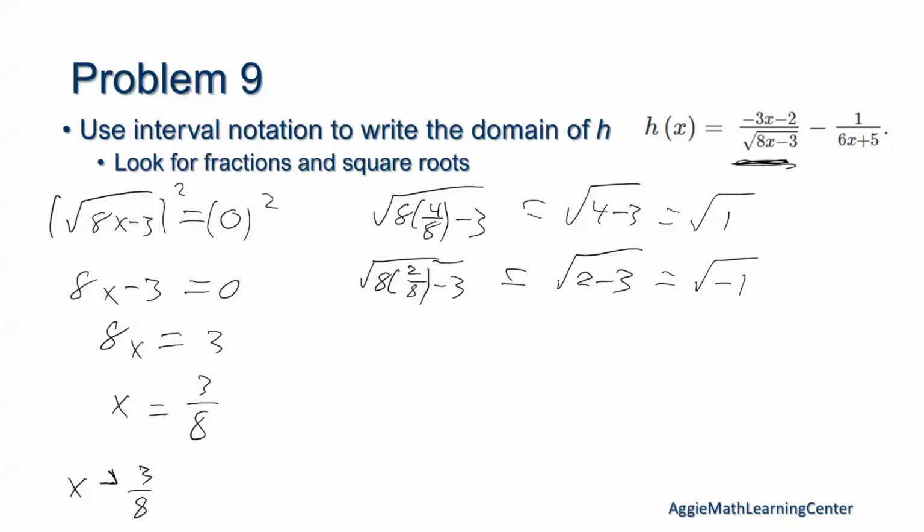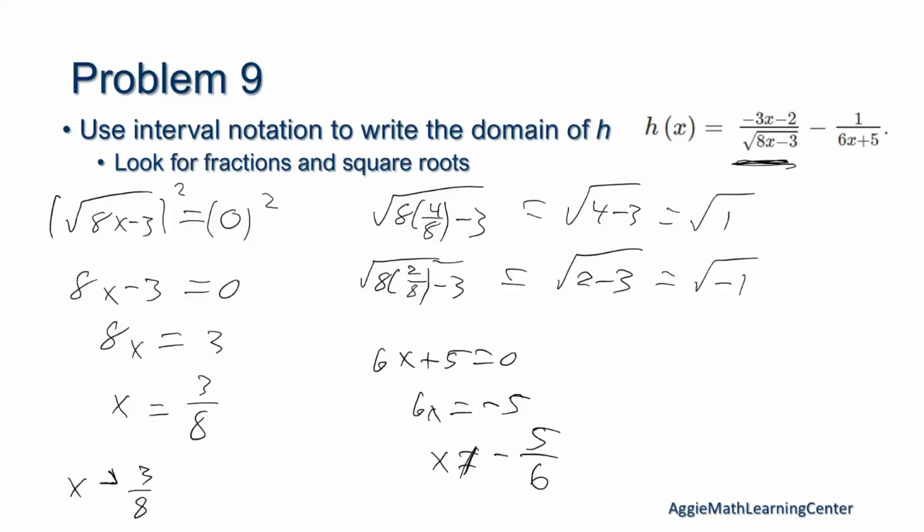Then the other part, we have the 1/6x plus 5. So to see when that equals 0, you have 6x plus 5 equals 0. 6x equals -5, x equals -5/6. Pretty sure I did that one right. And so this was that x cannot equal -5/6, because that'll make it so that the denominator is 0.